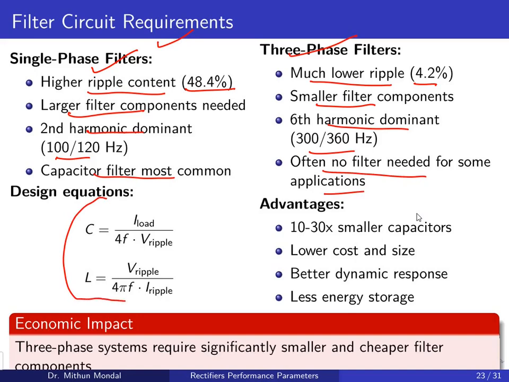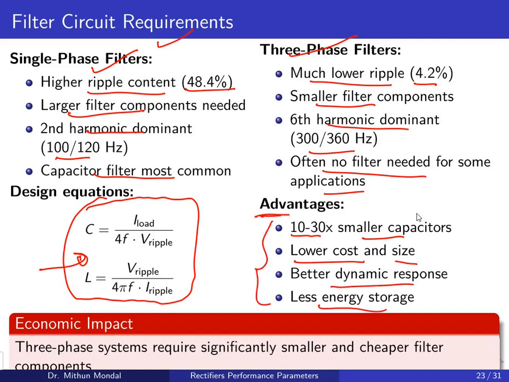So the formula for determining the capacitor value or the inductor value to design the LC network filter depends upon the current which is flowing in the load, what is the voltage ripple and the current ripple, and we can use this formula. So advantages: we can go with 10 to 30 times smaller capacitors with this. It has lower cost and size, better dynamic response, and less energy storage. So the LC network has this advantage.